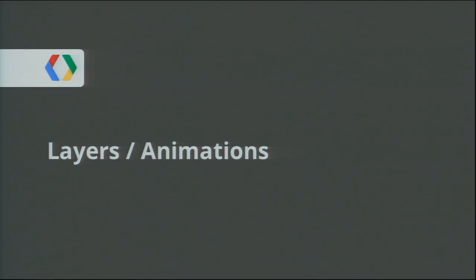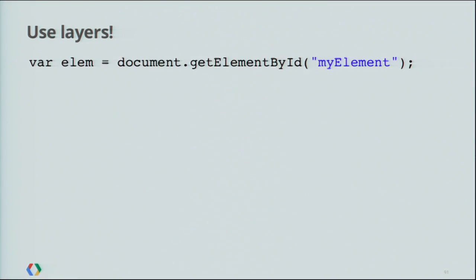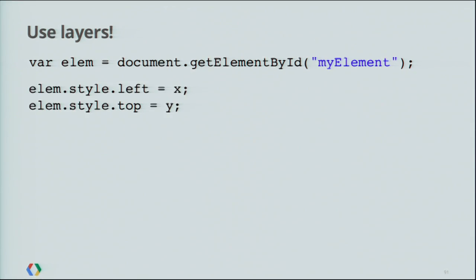Let's talk again about the layers and the animation. Basically, try to remember, use layers. If you have been to some of the other talks about Android, this is exactly the same problem and the same solution for the hardware acceleration on the Android application. A typical way that you would animate some content in your web content is you get the element and you change the left and top of that element. That's basically the worst possible way that you can do something.